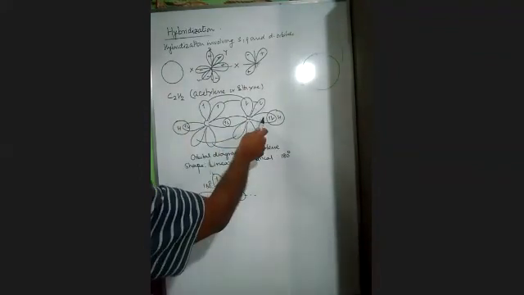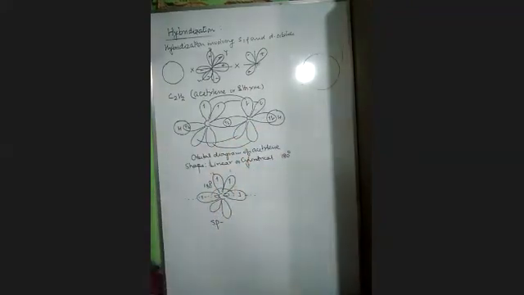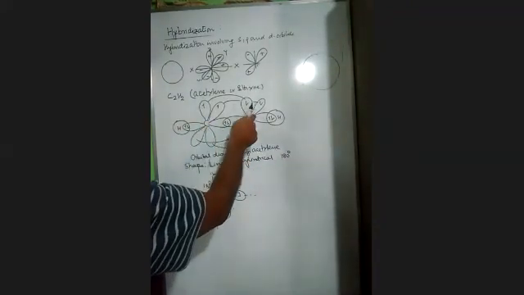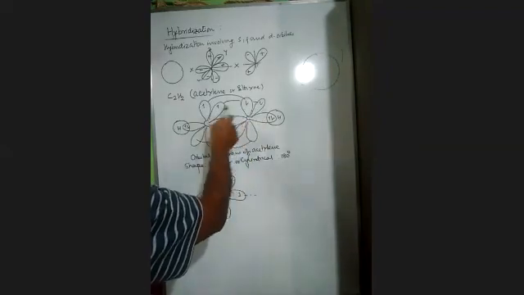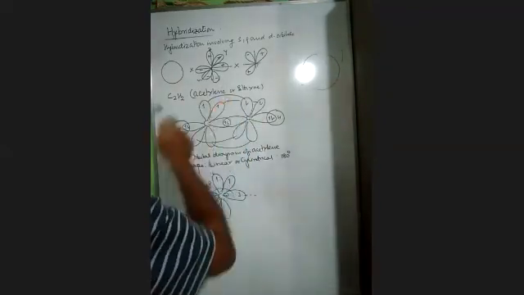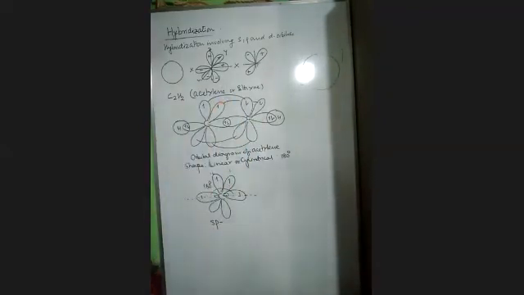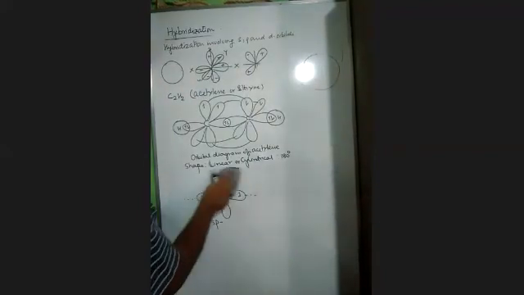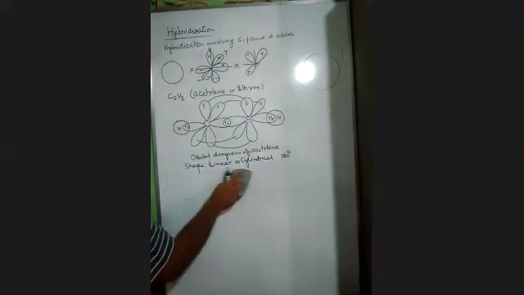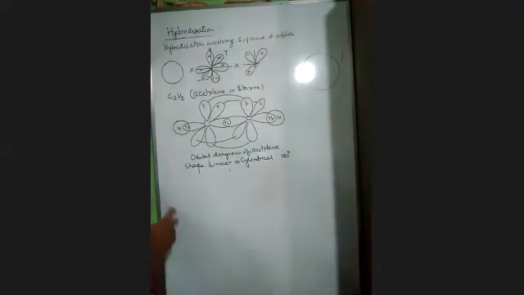Orbital. So hybridized orbitals form sigma bonds, and these are unhybridized p orbitals. They form the pi bonds. So what will we write now here? We'll write here: note, don't forget.